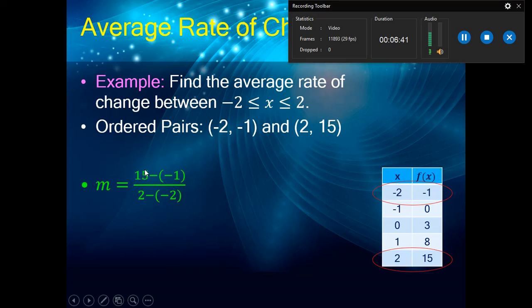So I'm going to sub in. We're starting with a Y value, so I'm starting with 15 minus -1. And then for X in the denominator, we must return to the first ordered pair, so 2 minus -2. Once we sub in and calculate, we can see that the average rate of change is 4. But it's only over that interval. If you expand the interval or shrink the interval, the average rate of change will be different.